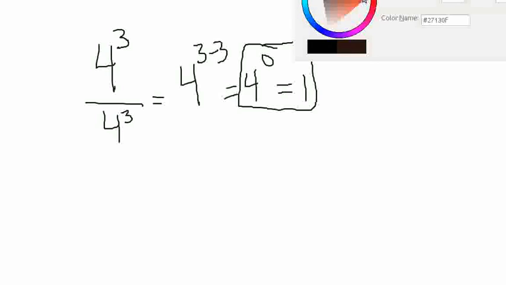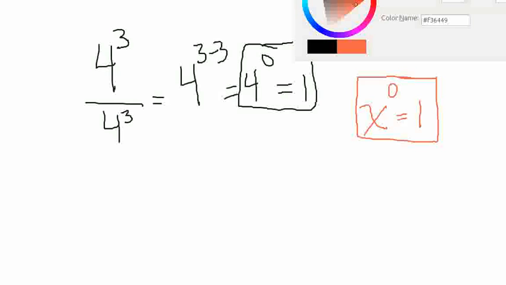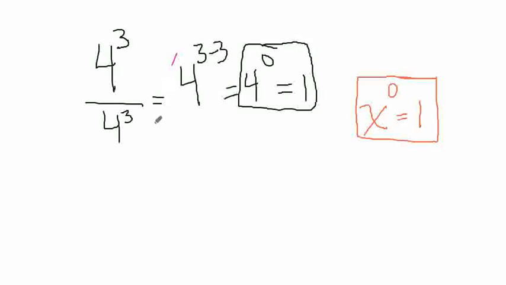So some mathematician in the past said, hey, you know what? Whenever we have a number to the 0 power, we should define it to be 1. Okay? Now, when you have lots of different powers in a problem, you can, of course, use all of these rules. Let me show you what I mean.